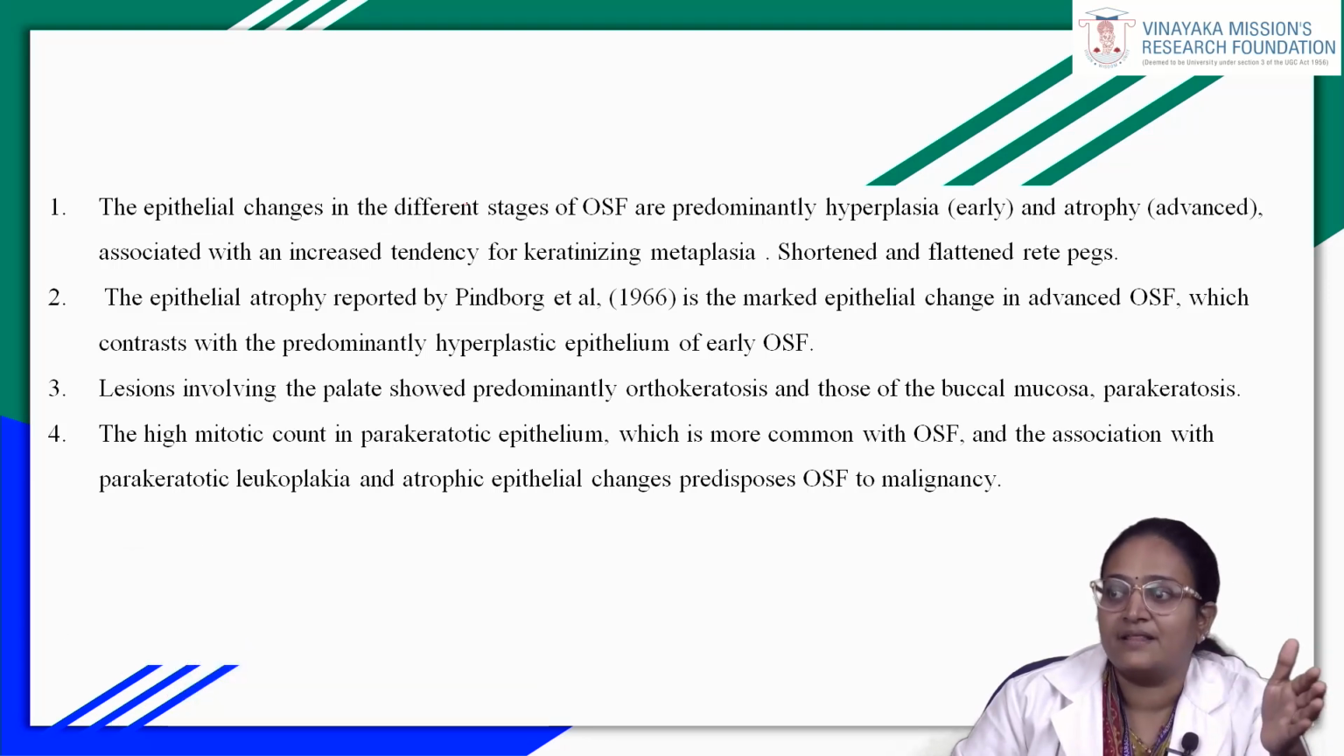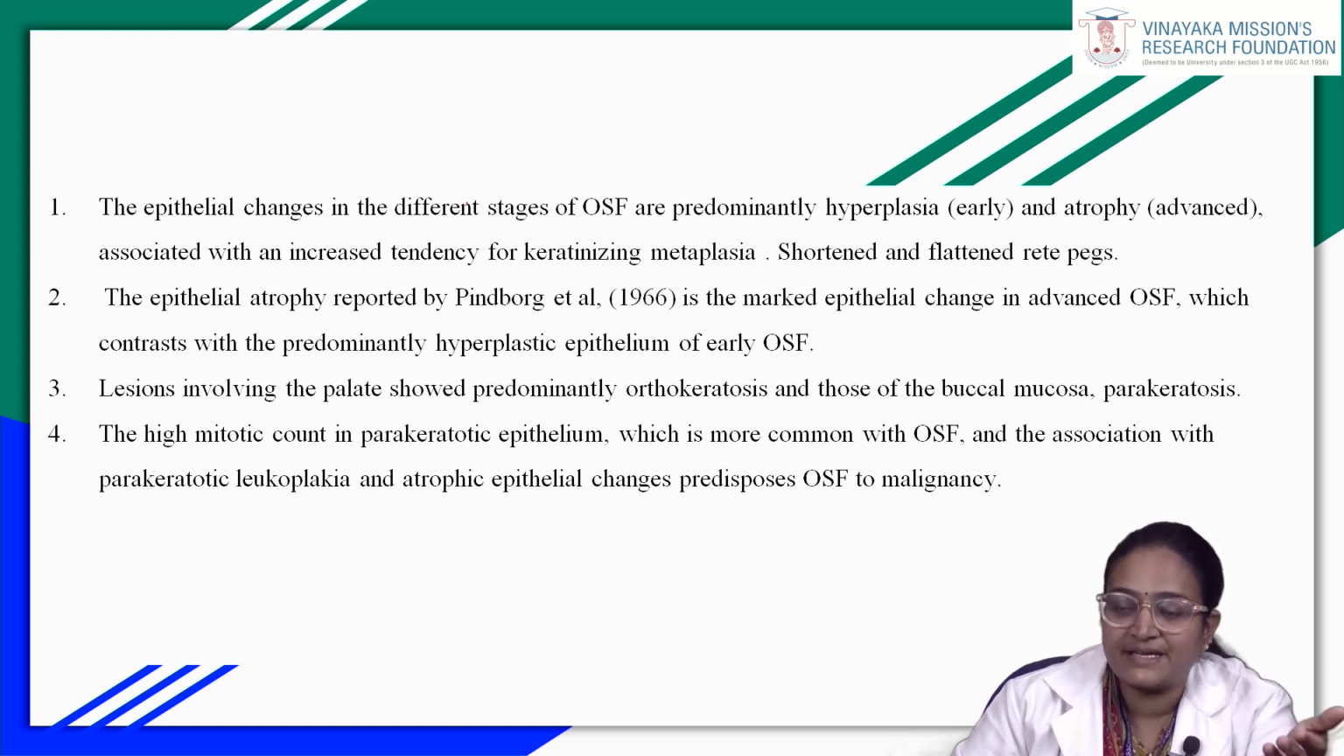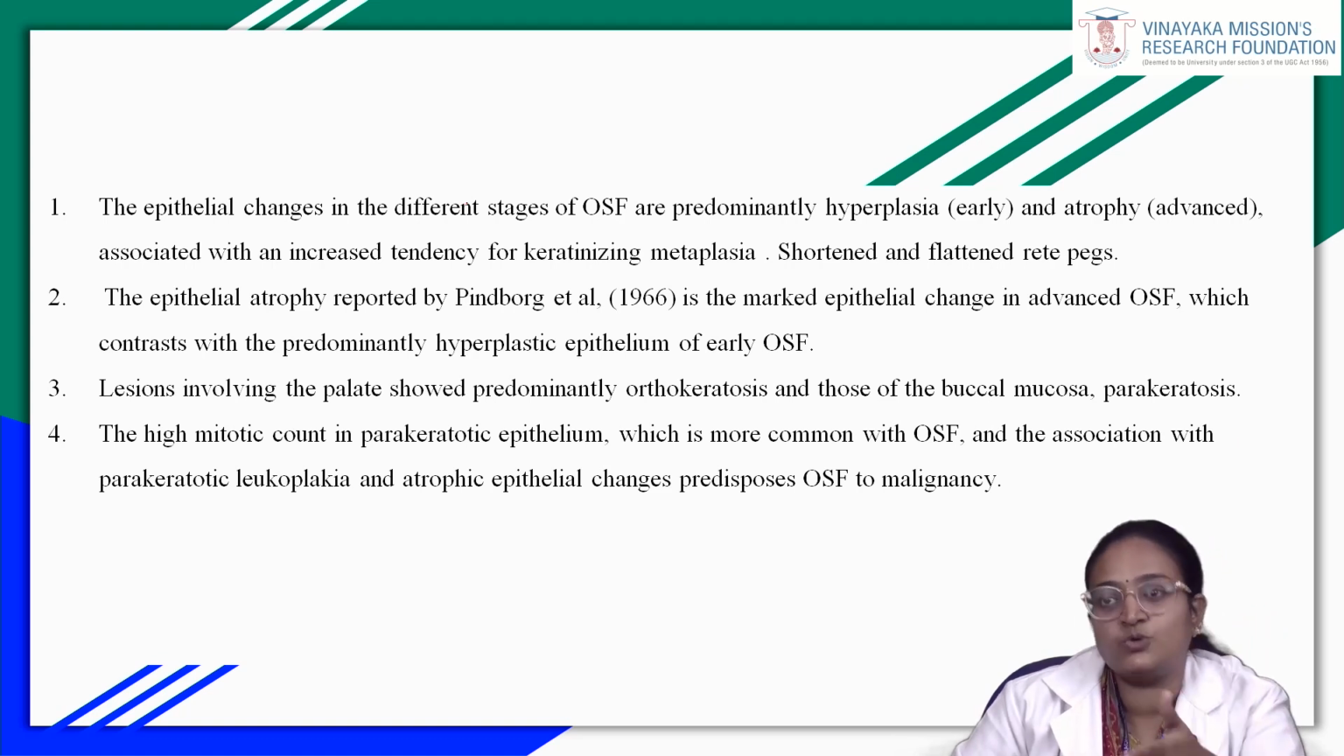More commonly, there is parakeratosis and high mitotic content in the parakeratotic epithelium, which is more frequent in oral submucous fibrosis associated with leukoplakia. You can also appreciate the atrophic epithelial changes that predispose oral submucous fibrosis to malignancy.